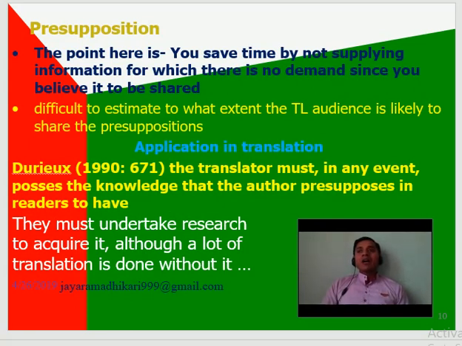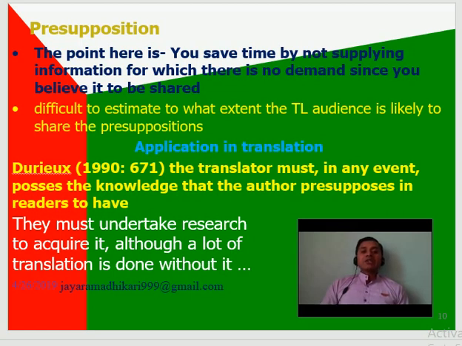So when we speak, we may not express all the meaning because we presuppose that our audience also has some sort of presupposition. For example, how is your second child? Here, the author or the speaker presupposes that his or her audience has a first child too. So it is difficult to estimate to what extent the target language audience is likely to share the presupposition. So it may create problems in the text.